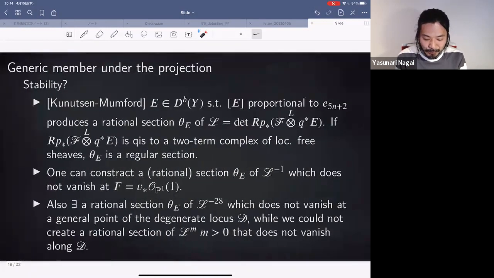And you may ask, what about the stability of this projected sheaf? This is again related to the consideration of the determinant line bundle.